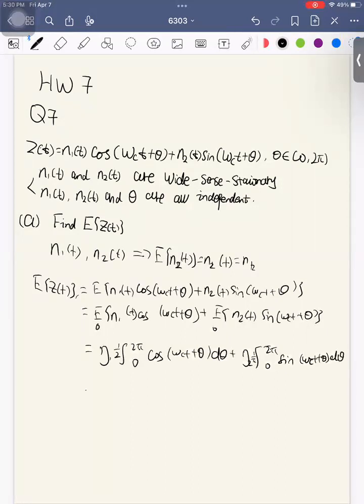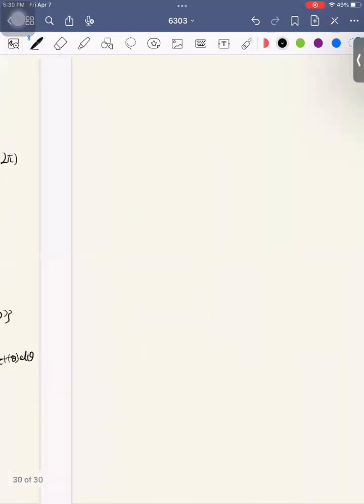So in here, after we take the integral, we will see eta times 0. So this result becomes 0. That means the EZT is 0 in here. Now let's look at part B.